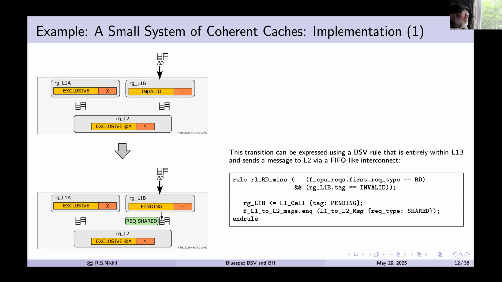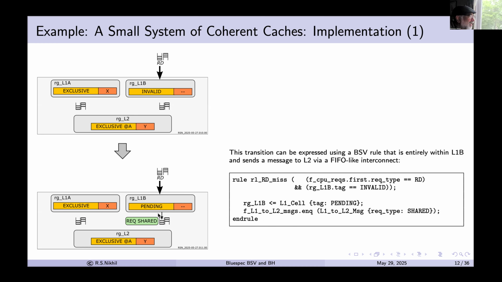So again, we start at the same initial state, shown on the top left picture, and we get a read request from CPU B. And what we're going to do is a local transition at the L1B cache, which simply says I'm going to go into a pending state and I'm going to send a message to the L2 saying, I request this please in shared mode. And that's expressed using this rule out here, which is a rule that's entirely local now to L1B. I'm only looking at things in or near or adjacent to L1B. Right? If I'm in invalid and I got a read request, go to pending and send a message to the L2.